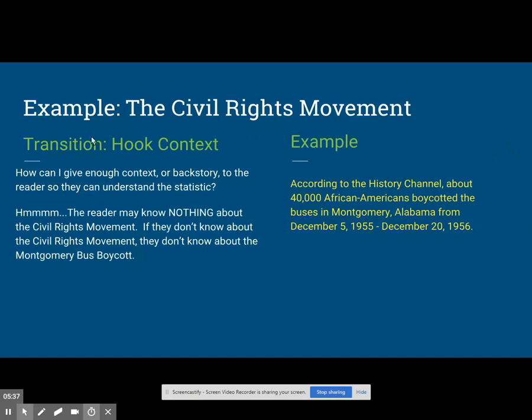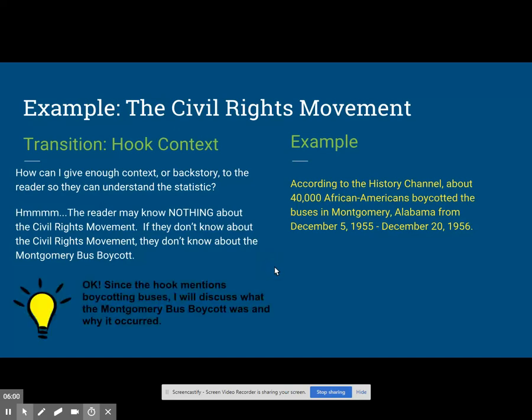So here we have our transition. For the hook, the context for the hook, how can I give enough context or backstory to the reader so they understand my statistic? The reader may know nothing about the civil rights movement. If they don't know about the civil rights movement, they definitely don't know about the Montgomery bus boycott, which was just one event in the movement. I know. Since the hook mentions boycotting buses, I will discuss what the Montgomery bus boycott was and why it occurred. I need to focus on that before I talk about the civil rights movement.